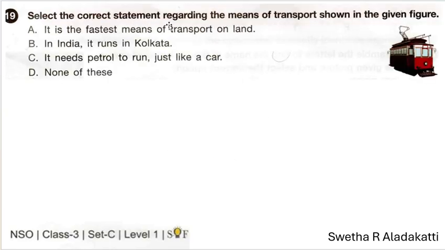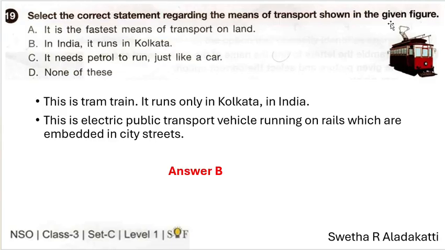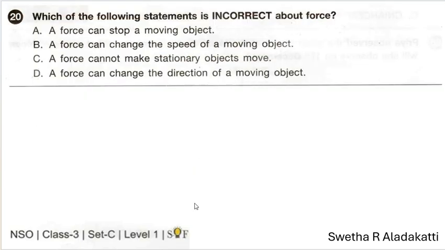19. Select the correct statement regarding the means of transport shown in the given figure. So this is the figure. What is the correct option? Let's see the answer. This is a tram train. It runs on electricity. It does not run on petrol. And it is located in Kolkata in India. Tram trains run only in Kolkata in India. Okay, so we go with option B.